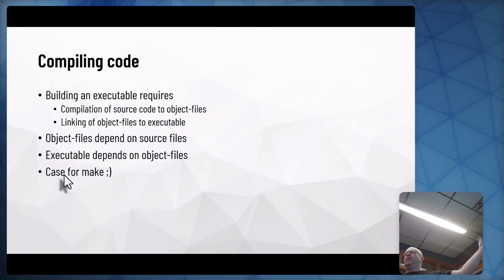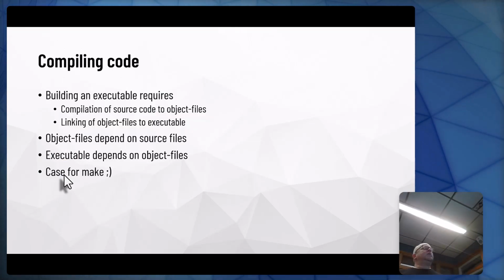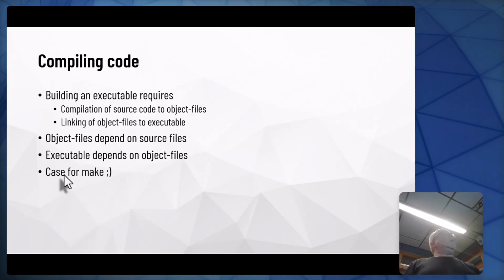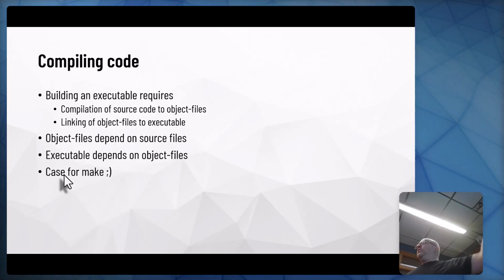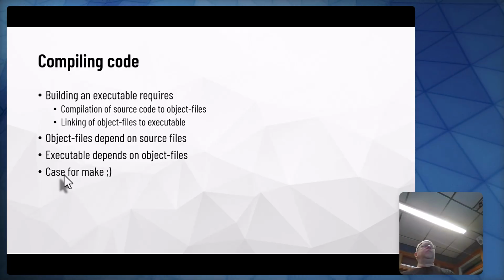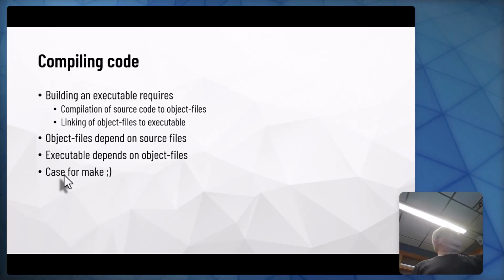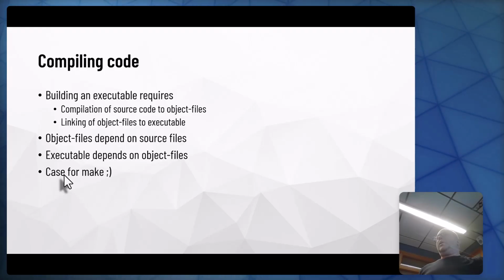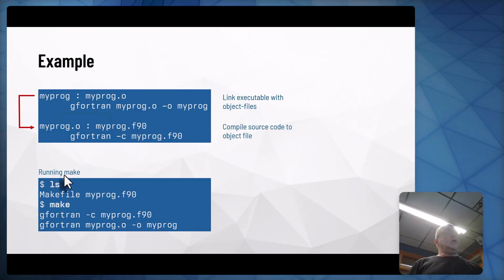But you can see that you can use this for compiling code. In this case, I want to compile source code files to object files. I want to link object files to executables. You have two dependencies here. Object files depend on source files. Executables depend on object files. So this is a very clear case for make.